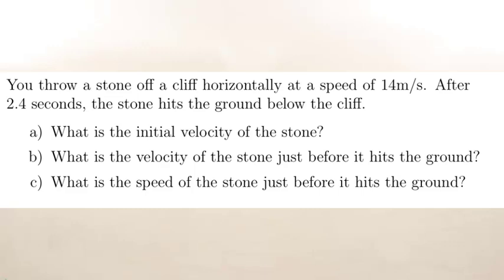You throw a stone off a cliff horizontally at a speed of 14 meters per second. After 2.4 seconds, the stone hits the ground below the cliff. What is the initial velocity of the stone? What is the velocity of the stone just before it hits the ground? What is the speed of the stone just before it hits the ground?